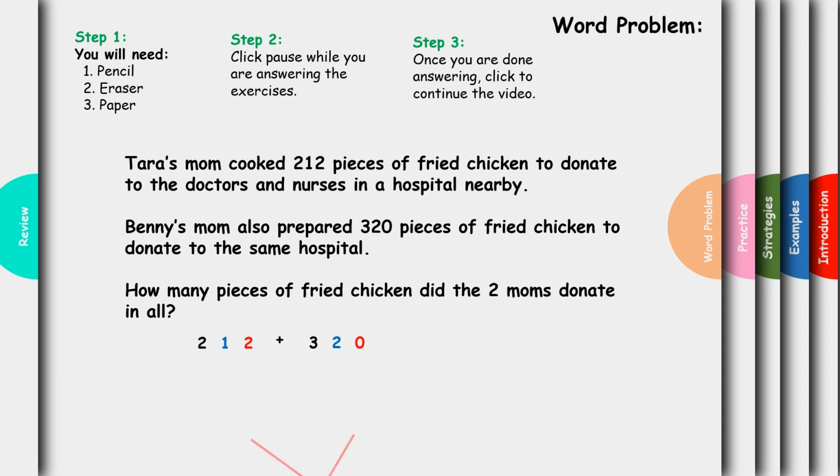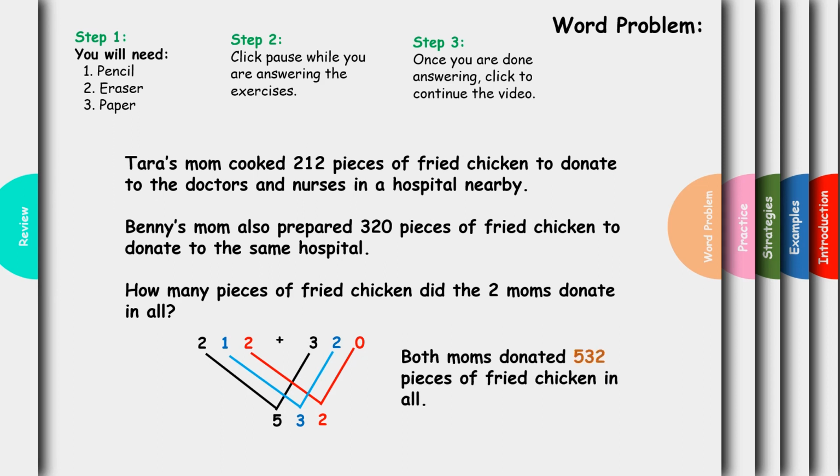So, 2 and 0 make 2, 1 and 2 make 3, and 2 and 3 make 5. That means both moms donated 532 pieces of fried chicken in all. I hope you got it too. Good job.